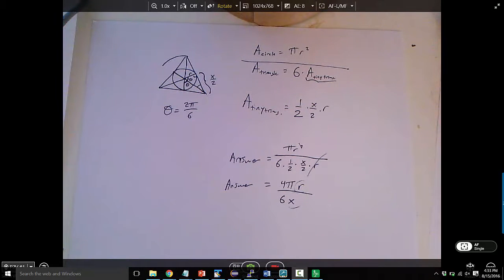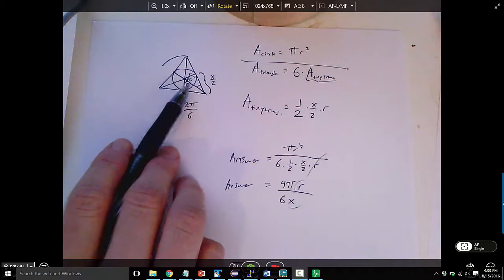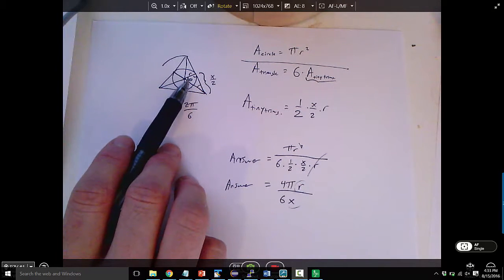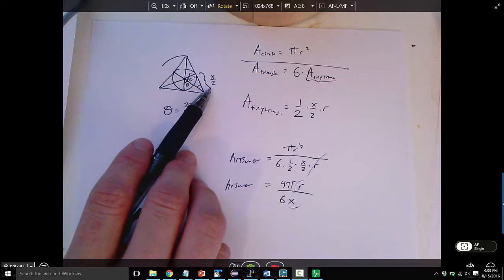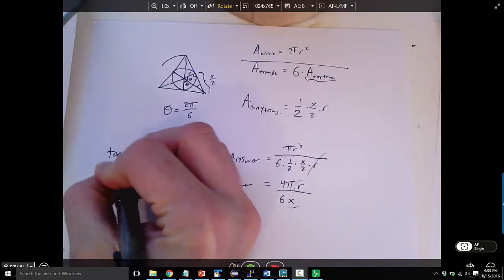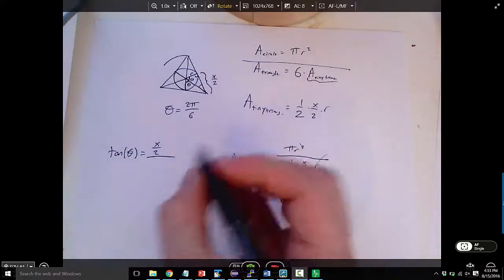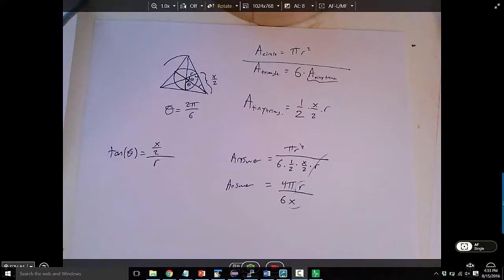So my goal is, let's try and rewrite x in terms of r, or the other way around, to keep the simplification going. It seems like straight up SOHCAHTOA should work here. So if I have the tangent of theta, that should be equal to this side divided by that side. So tan theta equals x over 2 divided by r.